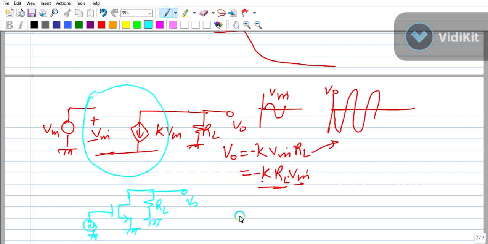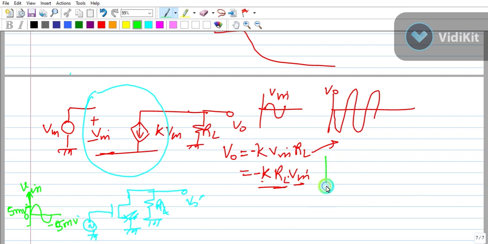Okay, so this is V in. Let me take another pen, this green pen. So this V in is like this, and the amplitude of this V in is 5 millivolt. This is 0 and this is minus 5 millivolt. This is V in.